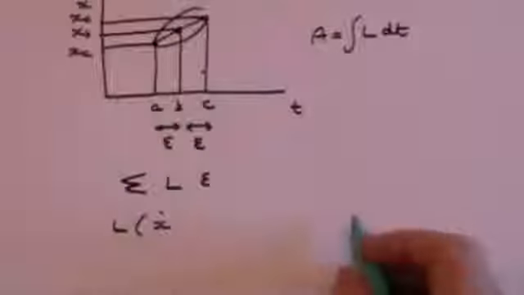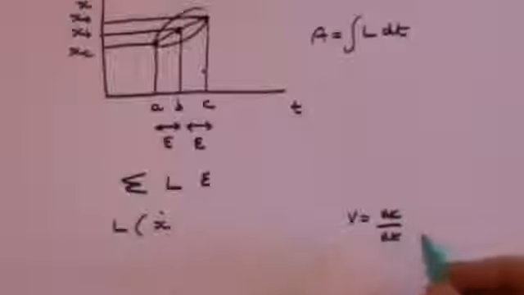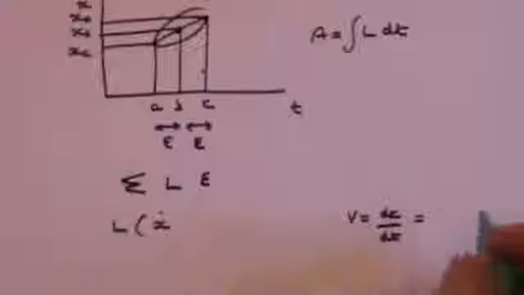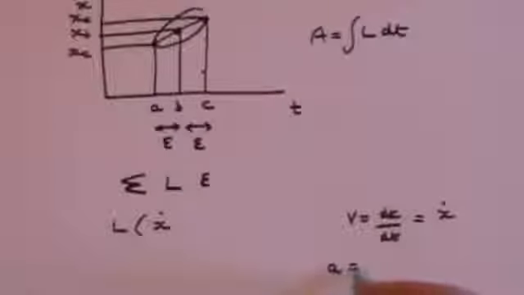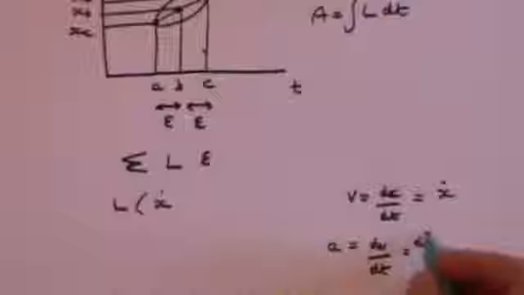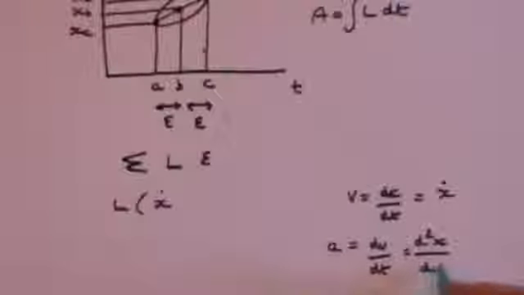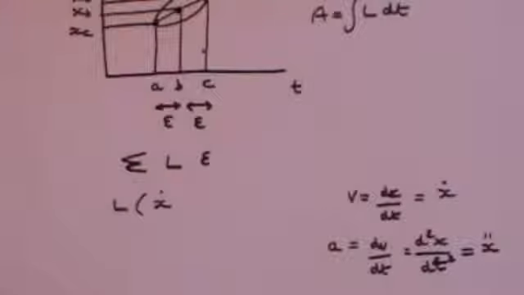Now, the reason we do that is that velocity is the rate of change of distance with time, and we use a shorthand for dx by dt. We call that x dot. Similarly, acceleration is the rate of change of velocity with time, which is also the second differential of distance with time, and that we give the shorthand x double dot.